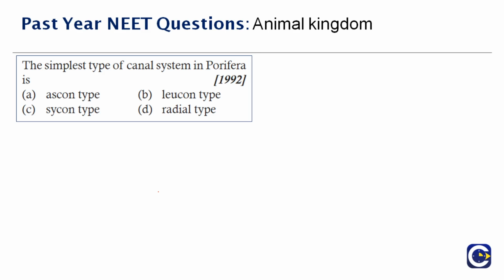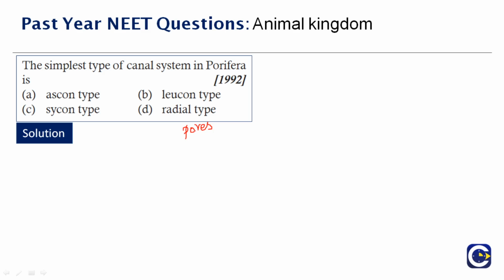The simplest type of canal system found in Porifera is dash. So what is Porifera? They are sponges, right? Sponges are the members of the phylum Porifera and they have a basal metazoa clad as a sister of Diploblast. They are multicellular organisms that have bodies full of pores and channels allowing water to circulate through them, consisting of a jelly-like mesophyll which is sandwiched between the two thin layers of the cell.